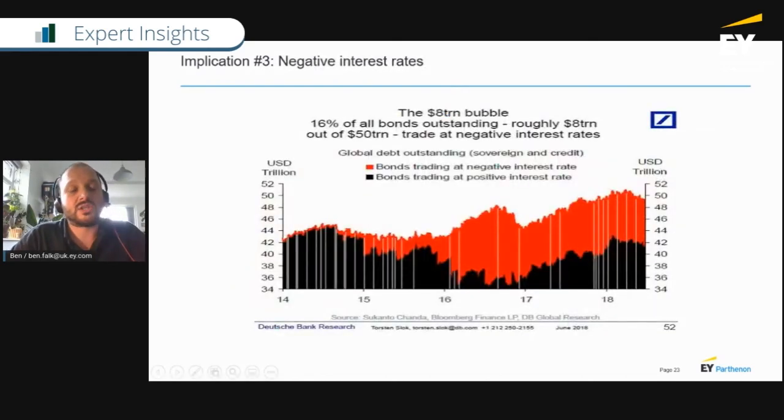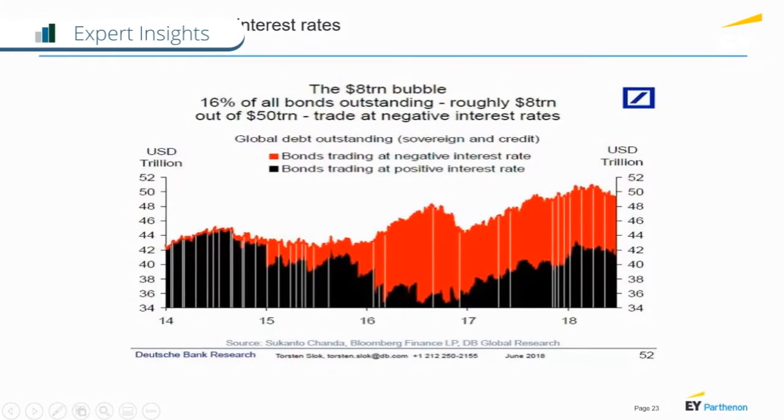The third implication is companies need to start thinking about negative interest rates. Already about $8 trillion worth of government debt trades at a negative interest rate, mostly in Europe and Japan. And keep in mind that a negative rate means a government earns money by borrowing. It's this topsy-turvy world where you earn money by issuing debt.